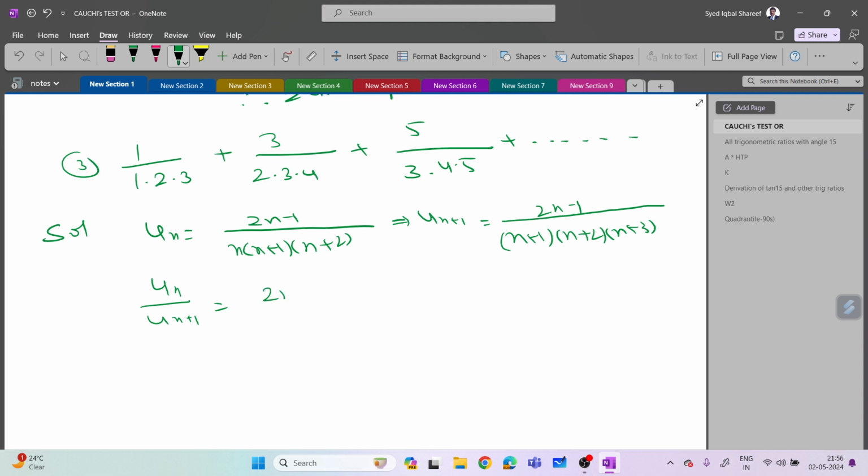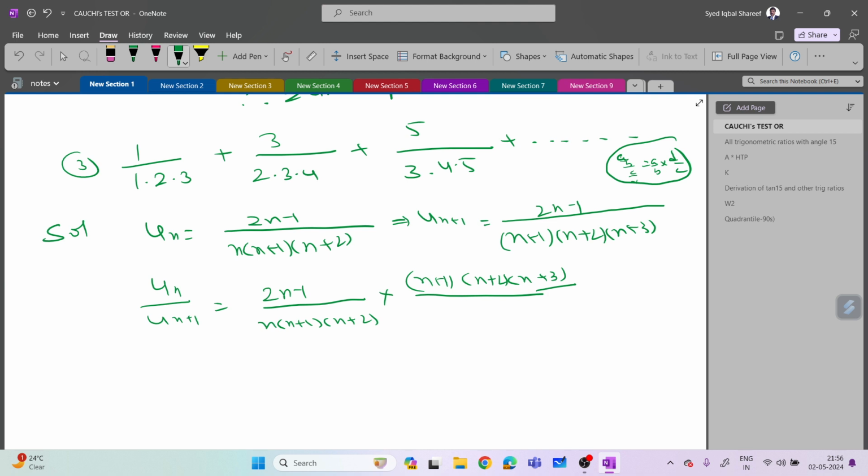So what is here un? 2n minus 1 by n into n plus 1, n plus 2. And this will be numerator. It will be divided by, again, you see, this old class a by b divided by c by d equal to a by b into d by c. This one, n plus 1, n plus 2, n plus 3, by 2n plus 1. So n plus 1, n plus 2 is getting cancelled. So we are left with 2n minus 1 by 2n plus 1 and n plus 3 by n. We are left with this.